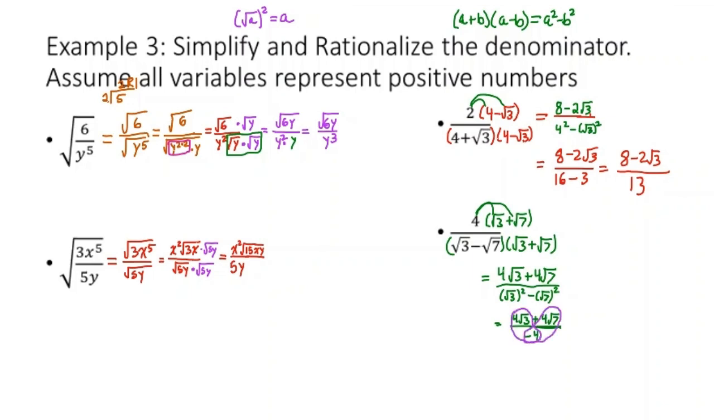One thing to keep in mind, if you're going to divide two terms of an expression by a number, you have to divide each term by that number. So 4 root 3 divided by negative 4 is negative root 3. 4 root 7 divided by negative 4 is negative root 7. So 4 over root 3 minus root 7 is negative root 3 minus root 7.